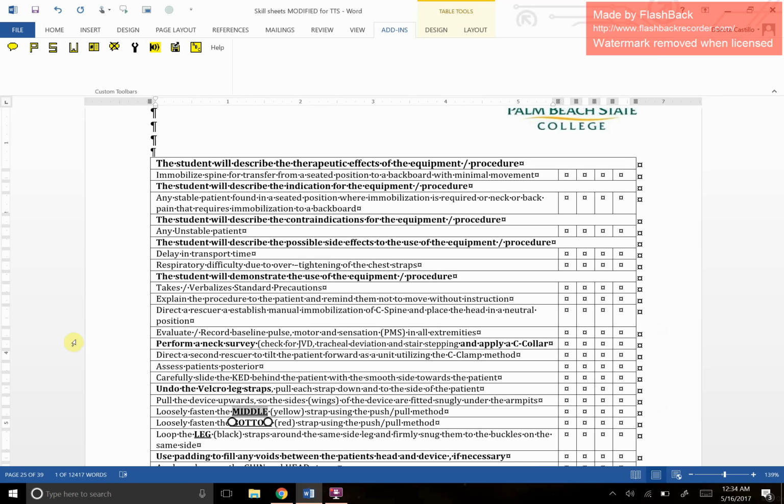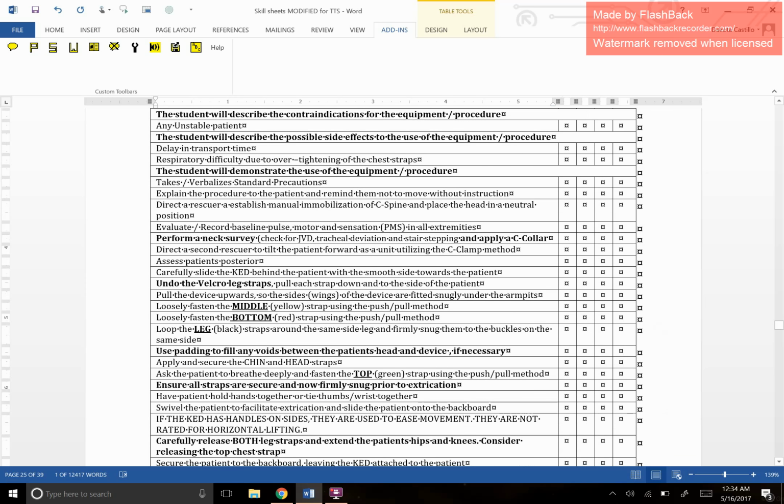Loosely fasten the middle, yellow, strap using the push/pull method. Loosely fasten the bottom, red, strap using the push/pull method. Loop the leg, black, straps around the same side leg and firmly snug them to the buckles on the same side. Use padding to fill any voids between the patient's head and device, if necessary.